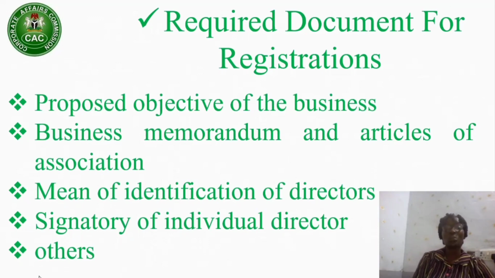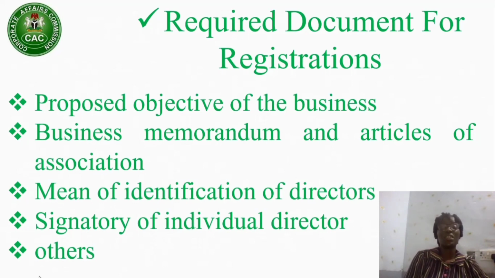So what are the documents you need to engage pre-incorporation services in the CAC portal? Right, there are several documents depending on what exactly you are doing. There are a few generic ones, but many of the documents are specified depending on the particular pre-incorporation activity you are rendering in the portal. Some of the generic ones are listed here. The first is the proposed objective of the business. Every business that is being registered should have an objective, so the proposed objective is a document you will need to give. It's a write-up that you need to give CAC.